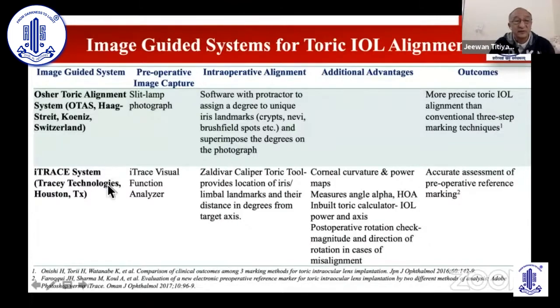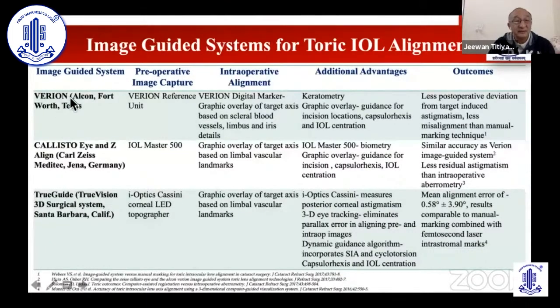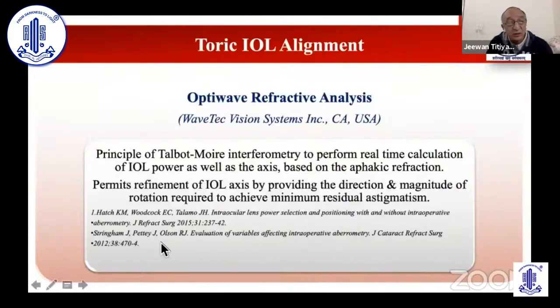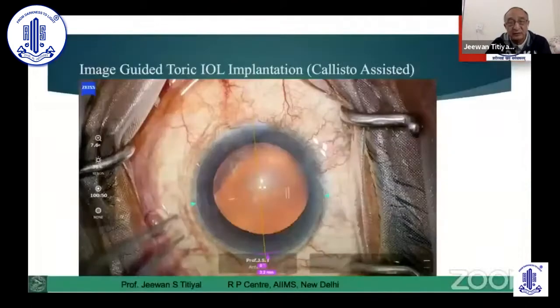You have Osher's Eye Trace system that can be used. As I said, Verion and Callisto are the ones used very regularly, and most people are using these devices. You can have ORA, or OptiWave Refractive Analysis by Alcon, which is based on intraoperative wavefront refraction to calculate the power and see the alignment also.